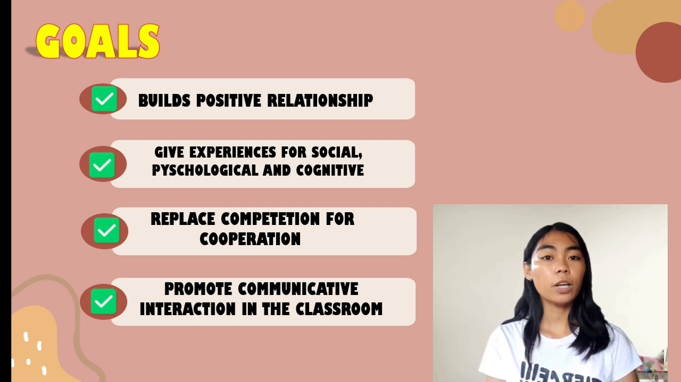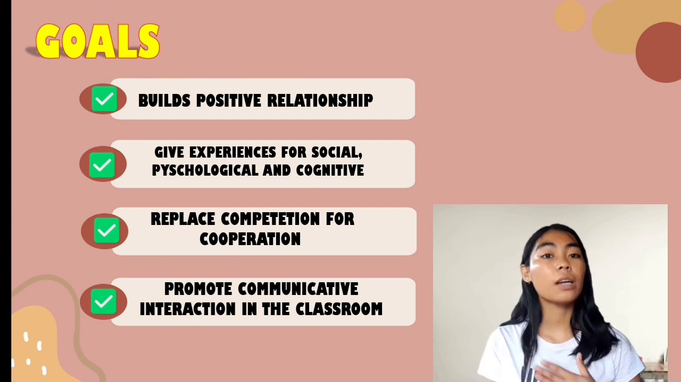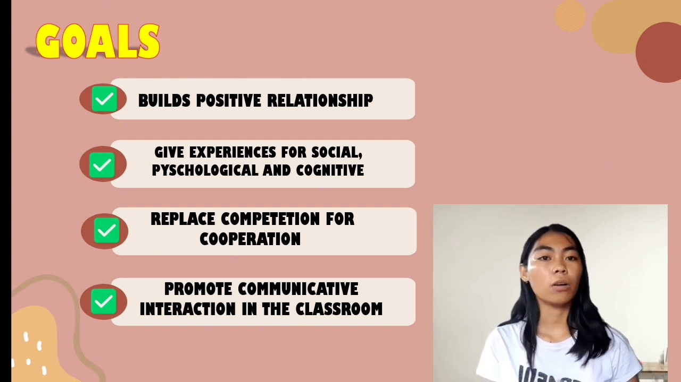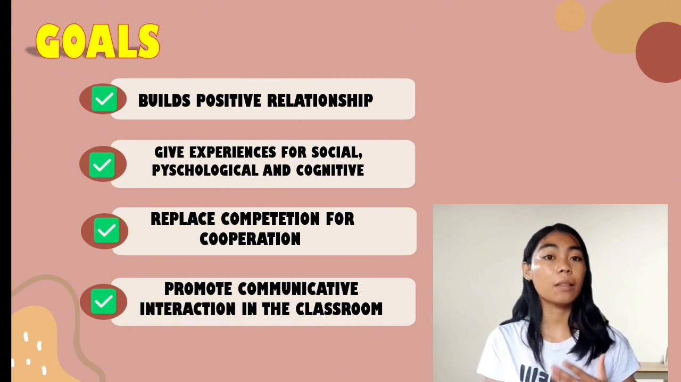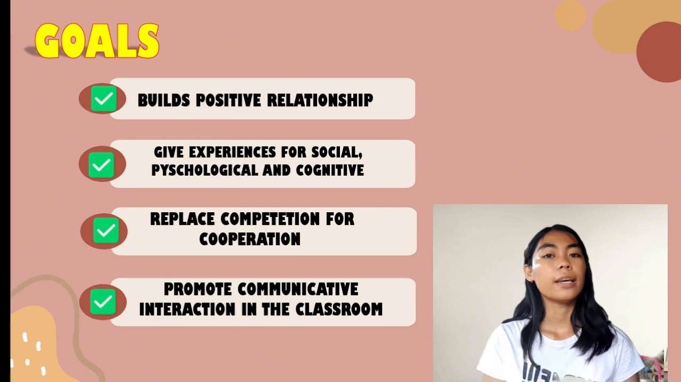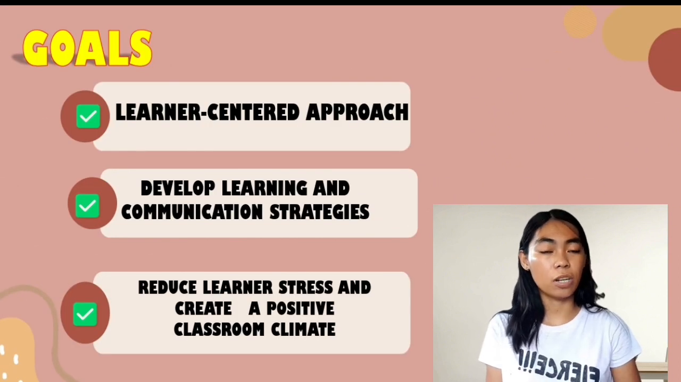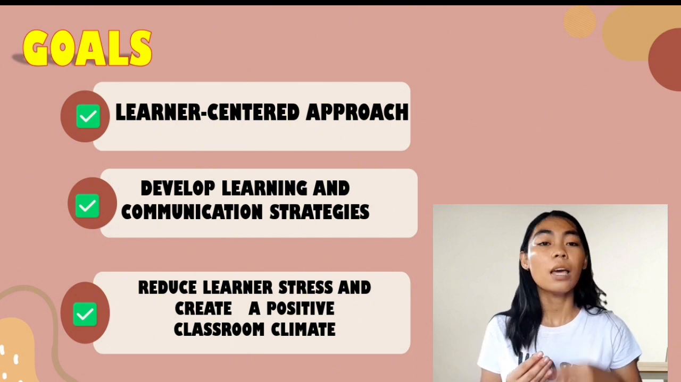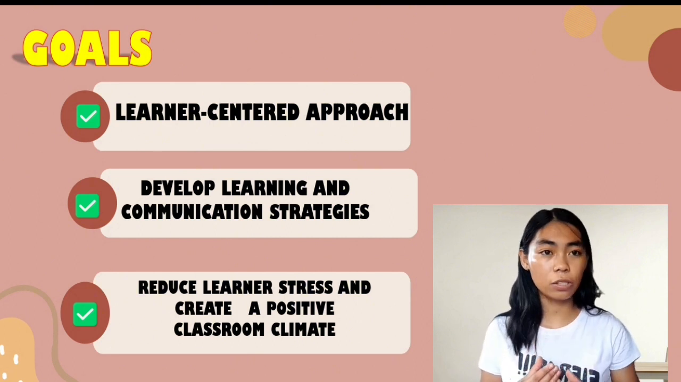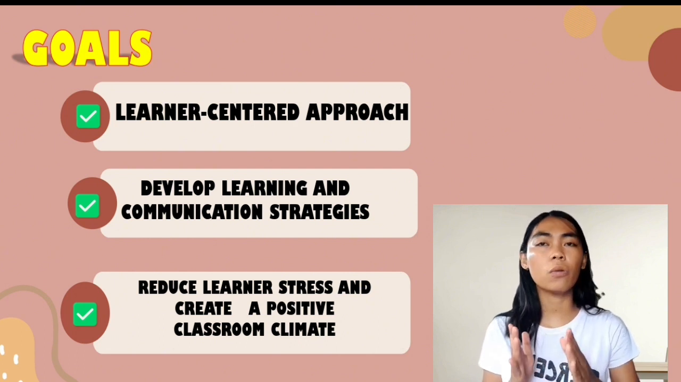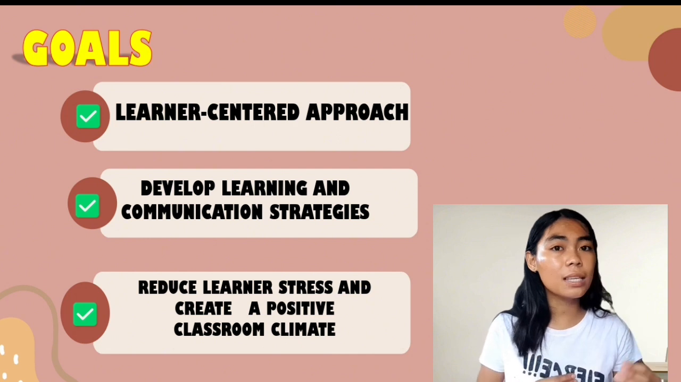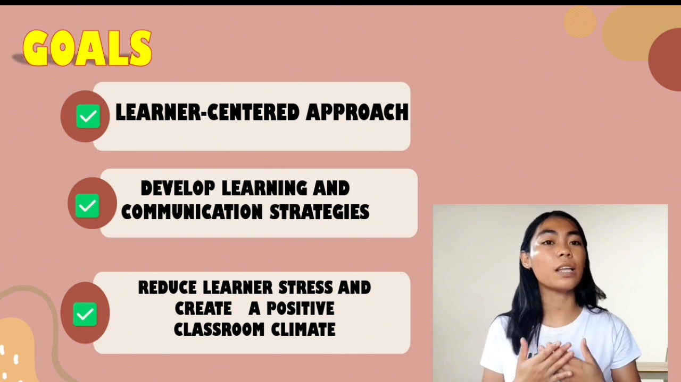The fourth one is to promote communicative interaction in the classroom. We should encourage students to talk, share their ideas and opinions with each other so that they get better at using language. The fifth goal is the learner-centered approach. We all know that we have diverse students, right? In that way, we should tailor instructions to meet the diverse needs and interests of our learners.